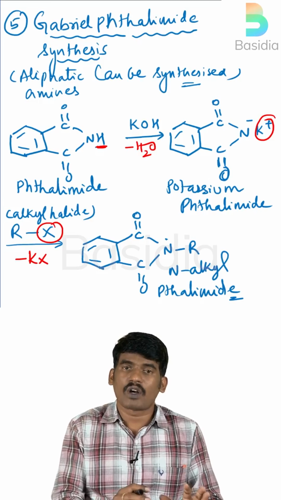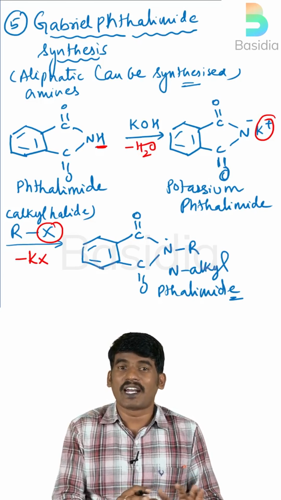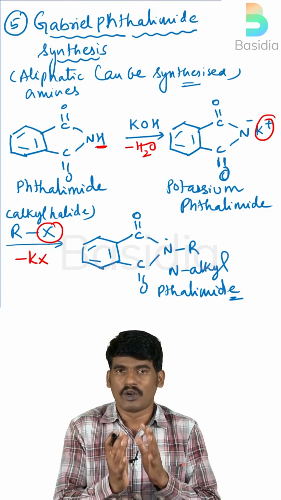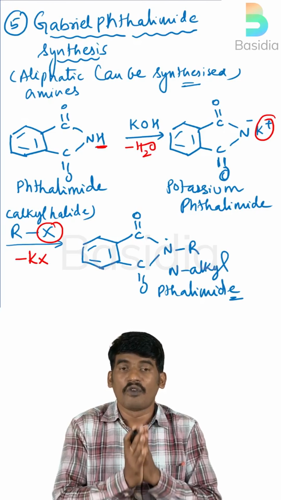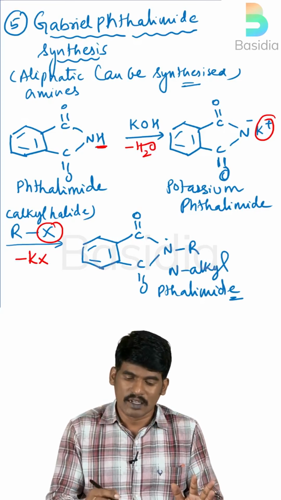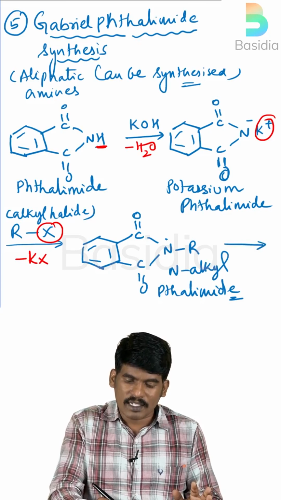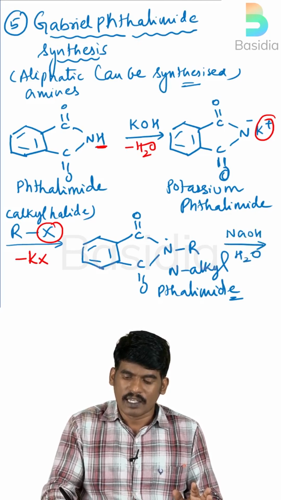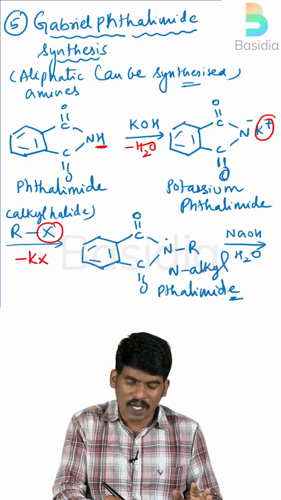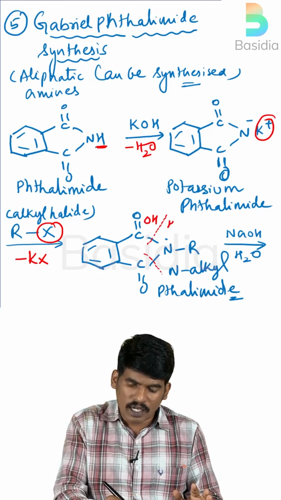See the RX that we are using here, that must be alkyl halide. It should not be aryl halide. I'll tell you why we are not supposed to use aryl halide, why we cannot prepare aromatic primary amines by using Gabriel phthalimide synthesis. So we got N-alkyl phthalimide and that must be hydrolyzed with NaOH. A base hydrolysis should take place. If it undergoes base hydrolysis, children, what will happen? Both the amide bonds will break and it will give you OH here, it will give you H.